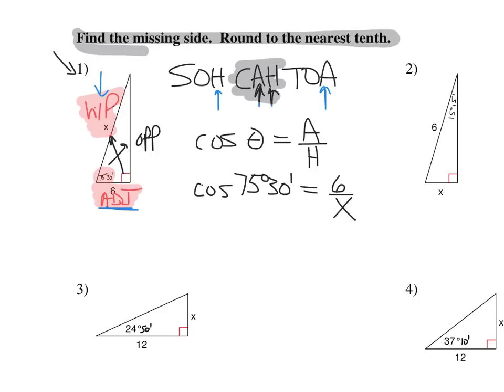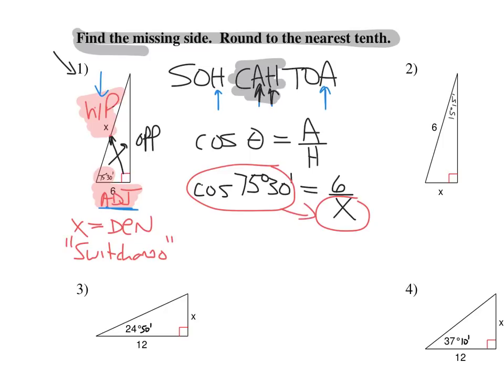Now step 6 is to solve. Since our x is in the denominator of the fraction, we're going to use that switcheroo rule where we're going to take the x, take the cosine of 75/30, and switch them. So here we're going to have x equals 6 over the cosine of 75 degrees and 30 minutes. And we're going to enter that right into our calculator using the fraction template.